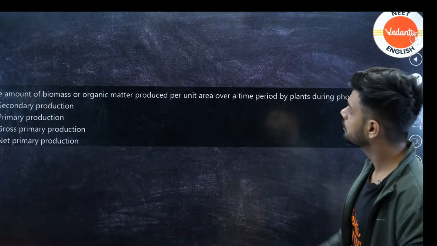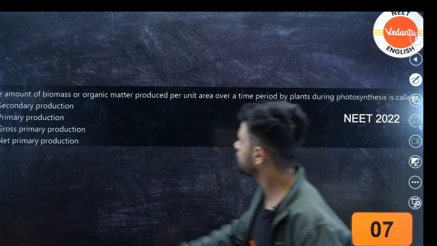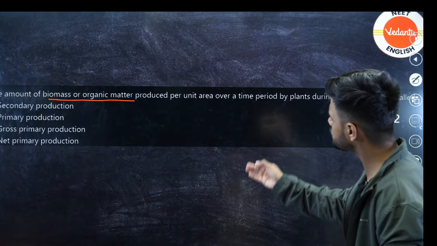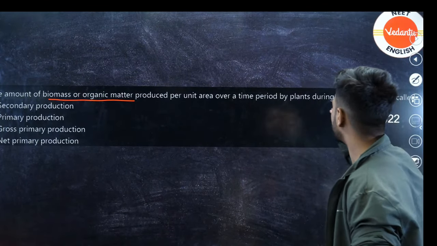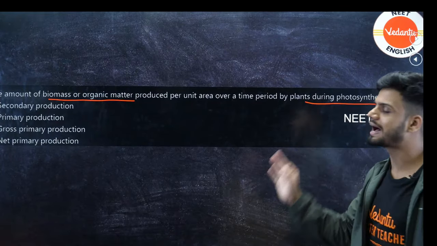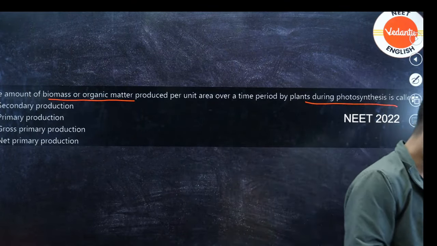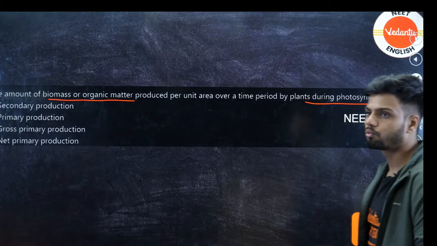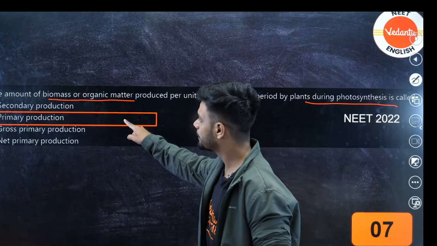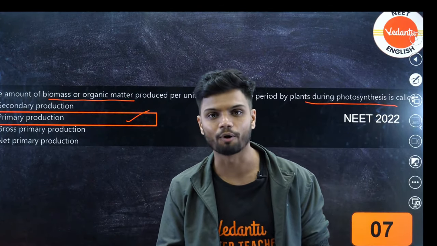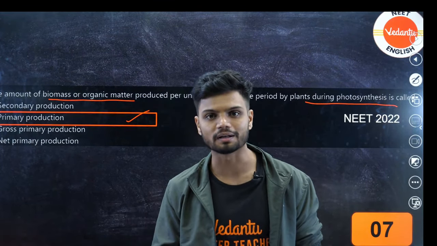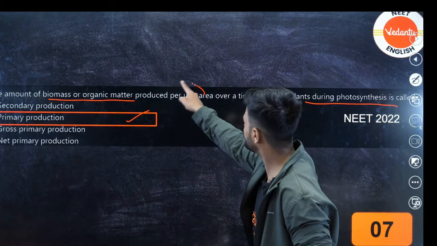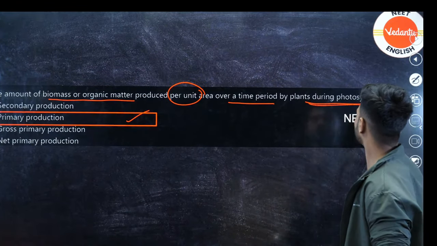Next question. The amount of biomass or organic matter produced per unit area over a period of time in plants during photosynthesis is called as... Time's up. It is called primary production. Remember, primary production. That is, plants are producing organic matter over a unit time period during photosynthesis.